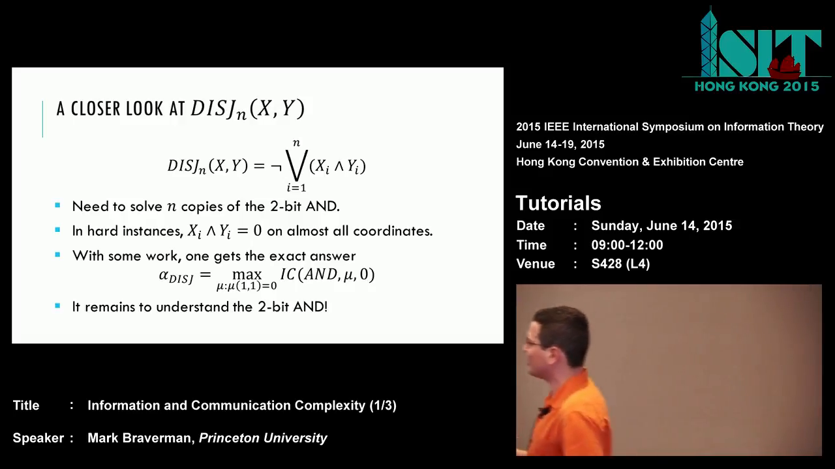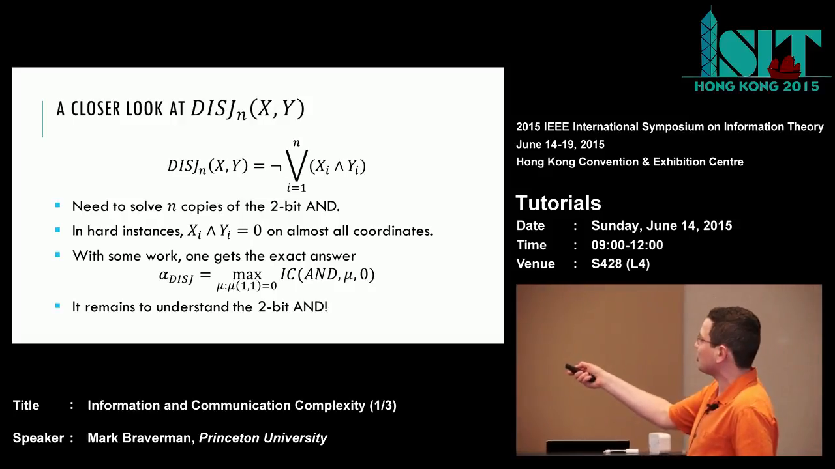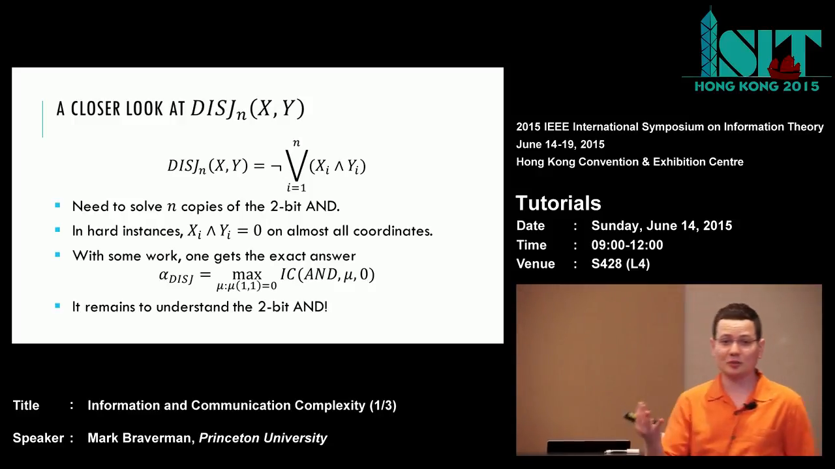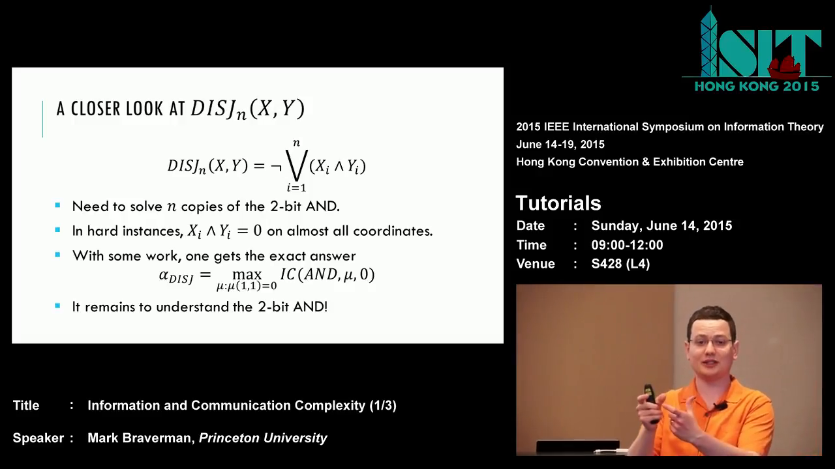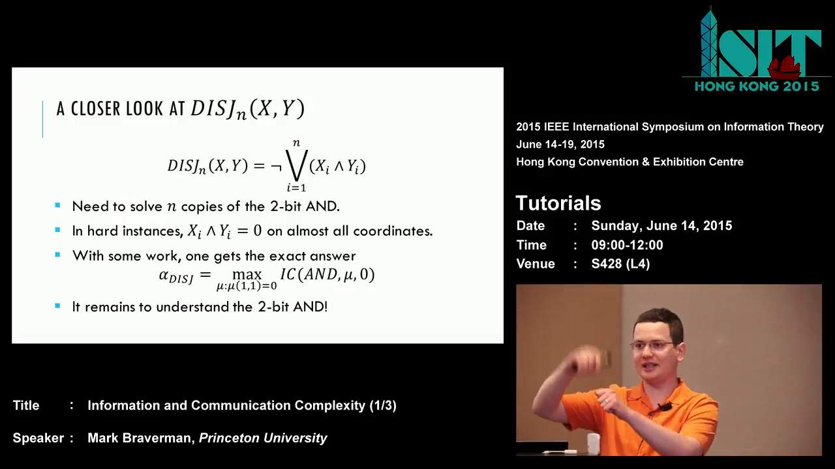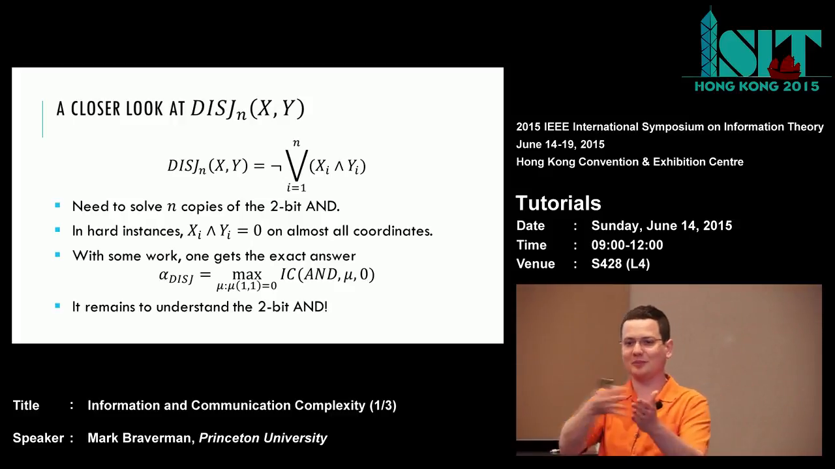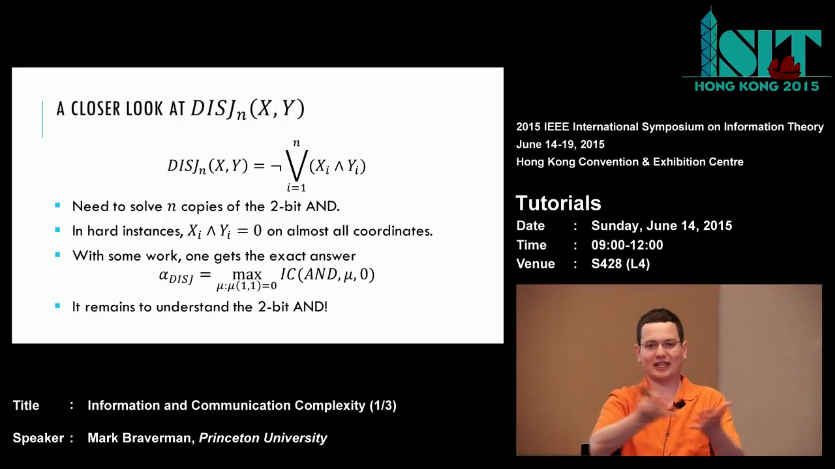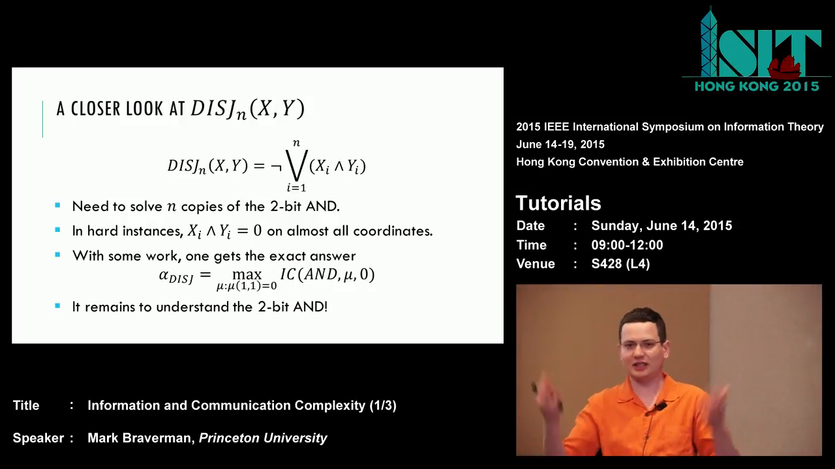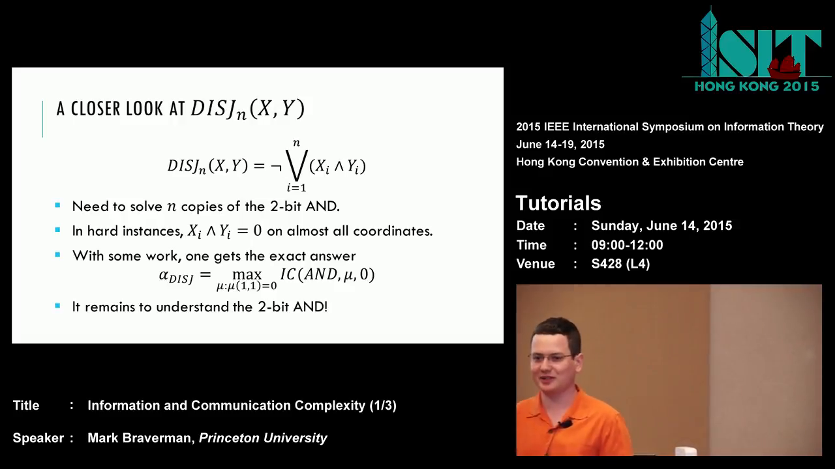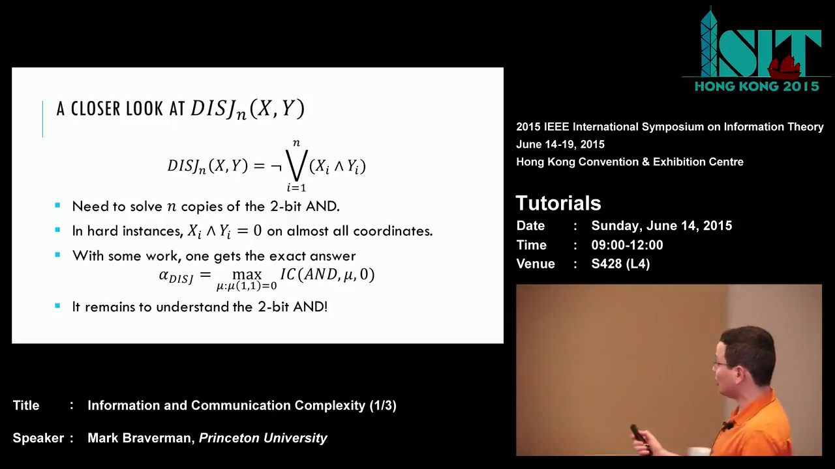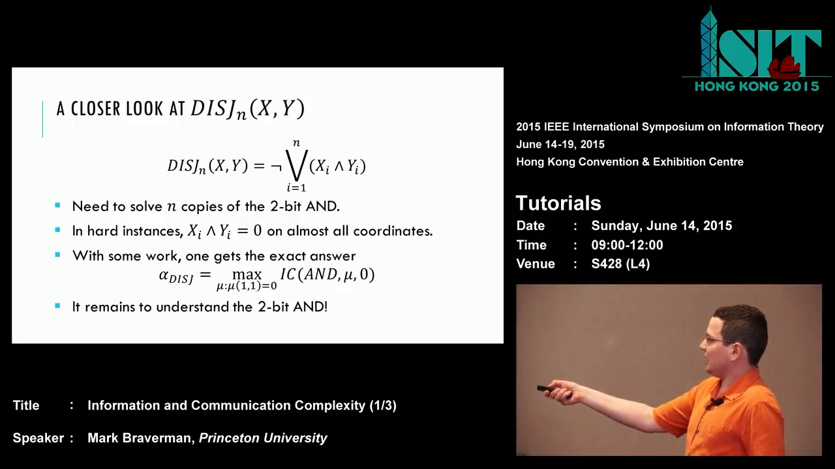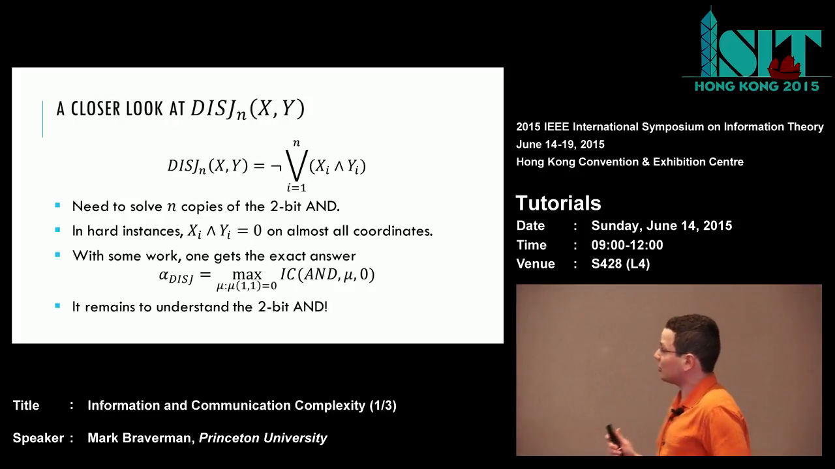So essentially, it's solving n copies of the 2-bit AND. It's not quite that, because for hard instances of disjointness, we have x_i and y_i both 0 on almost all the coordinates. Because if I have an input where for many coordinates x_i and y_i are both not 0, I can just subsample the input and solve disjointness very easily. So if my intersection is n over 10, then with like 20 bits of communication, I can find one of the places with good probability. So in hard instances, x_i and y_i are 0 on almost all coordinates.